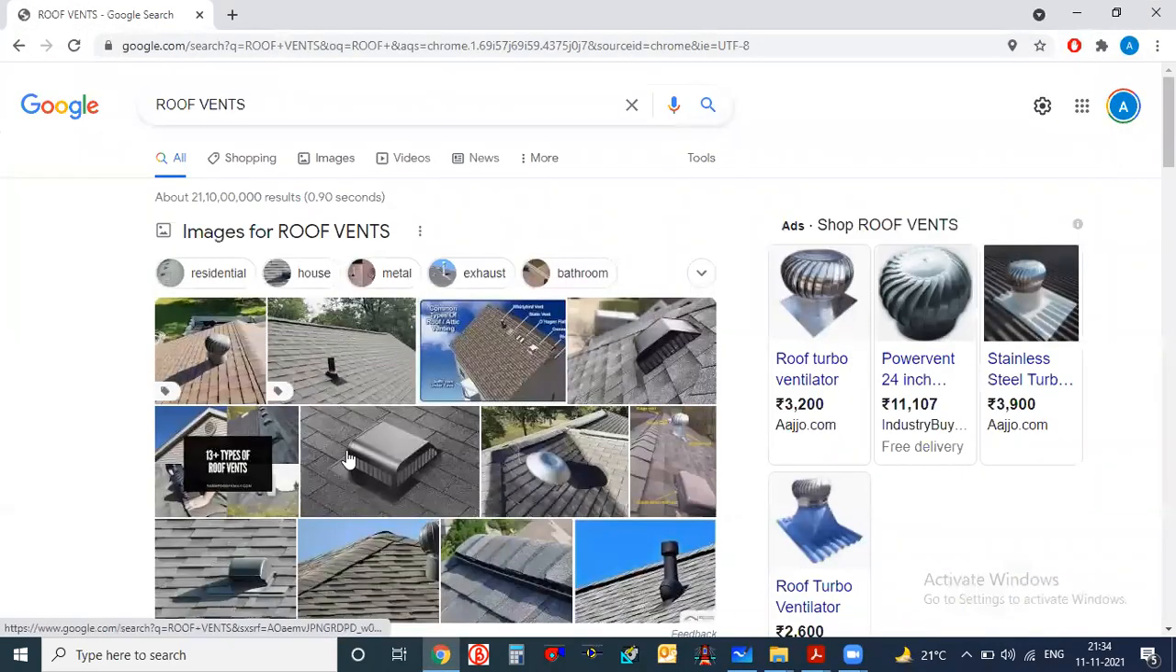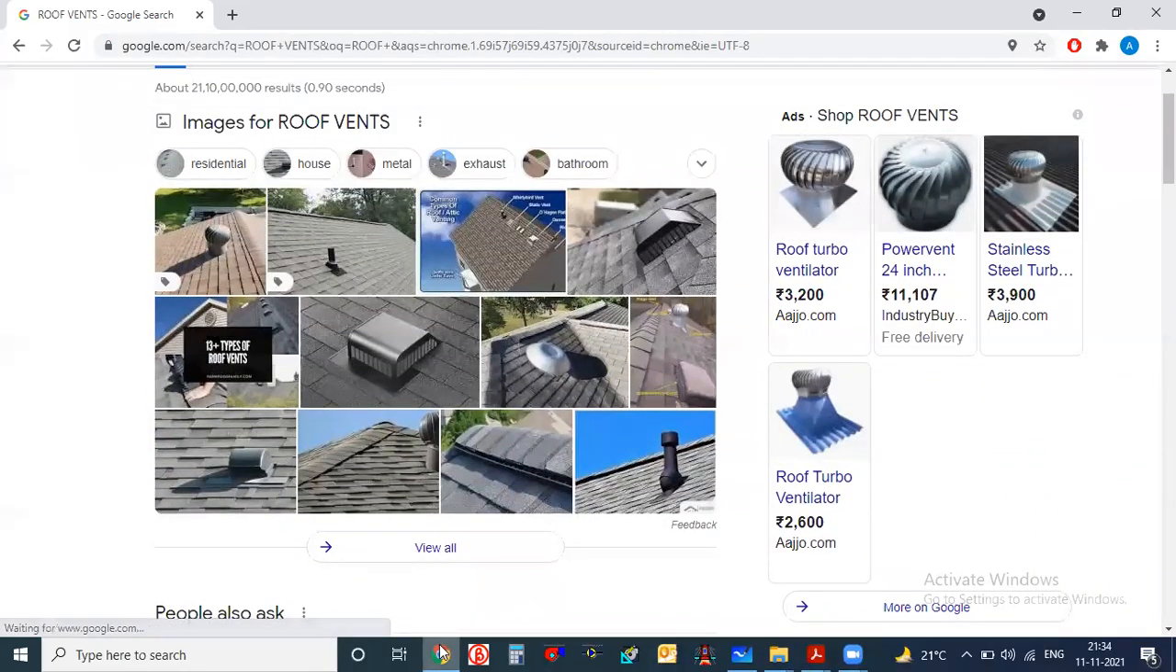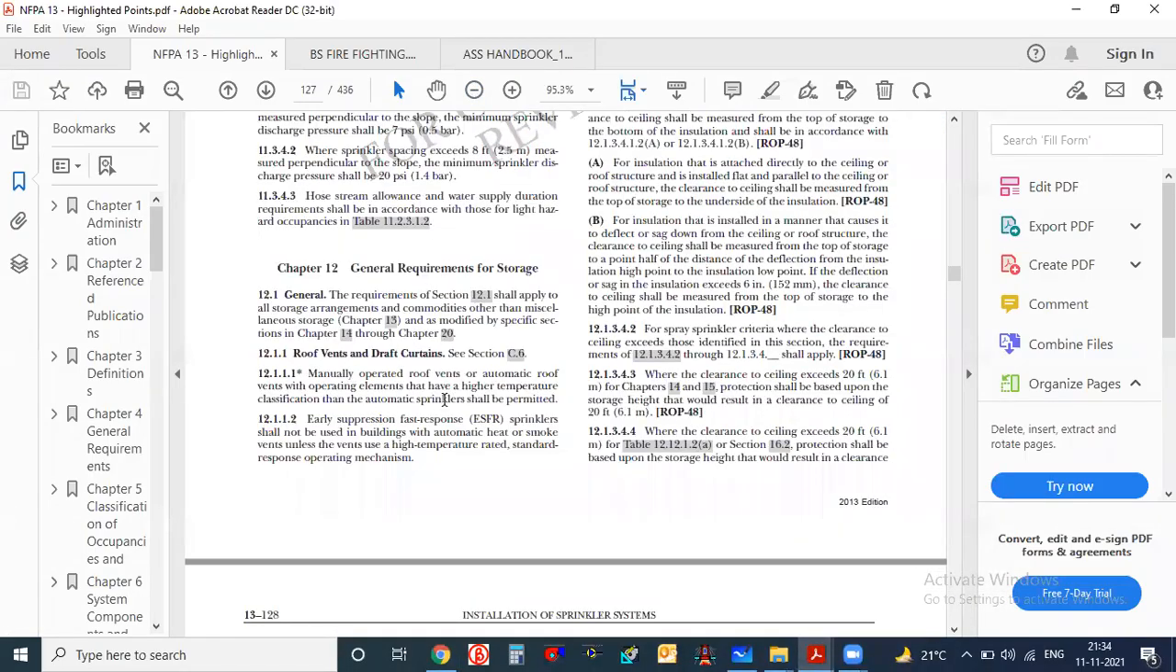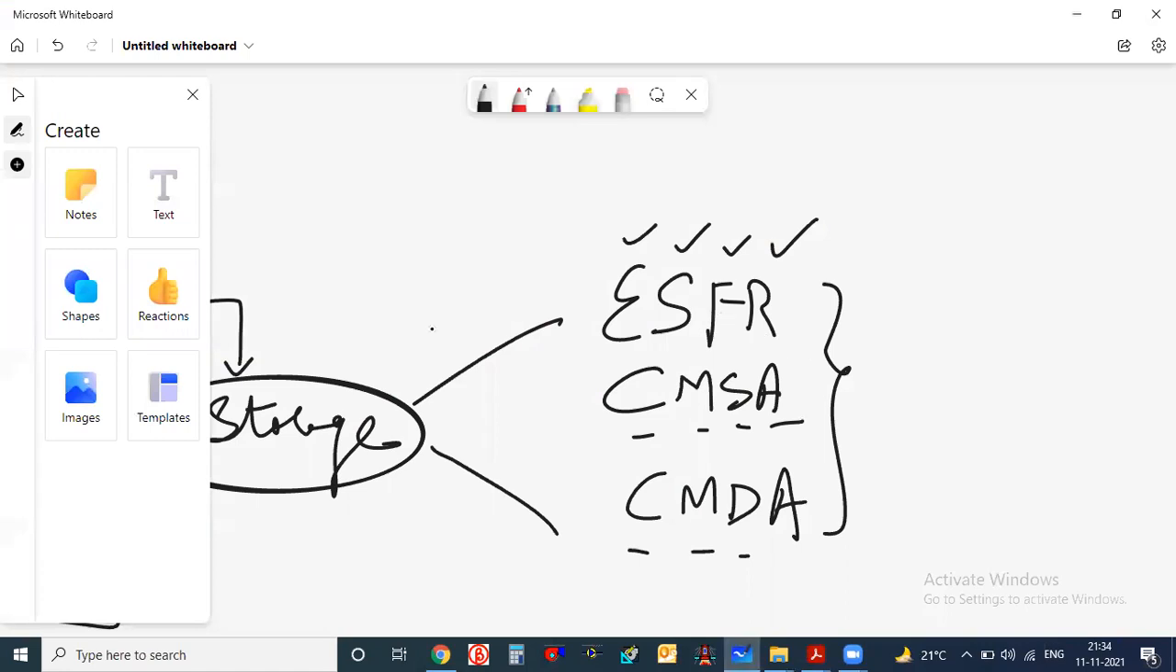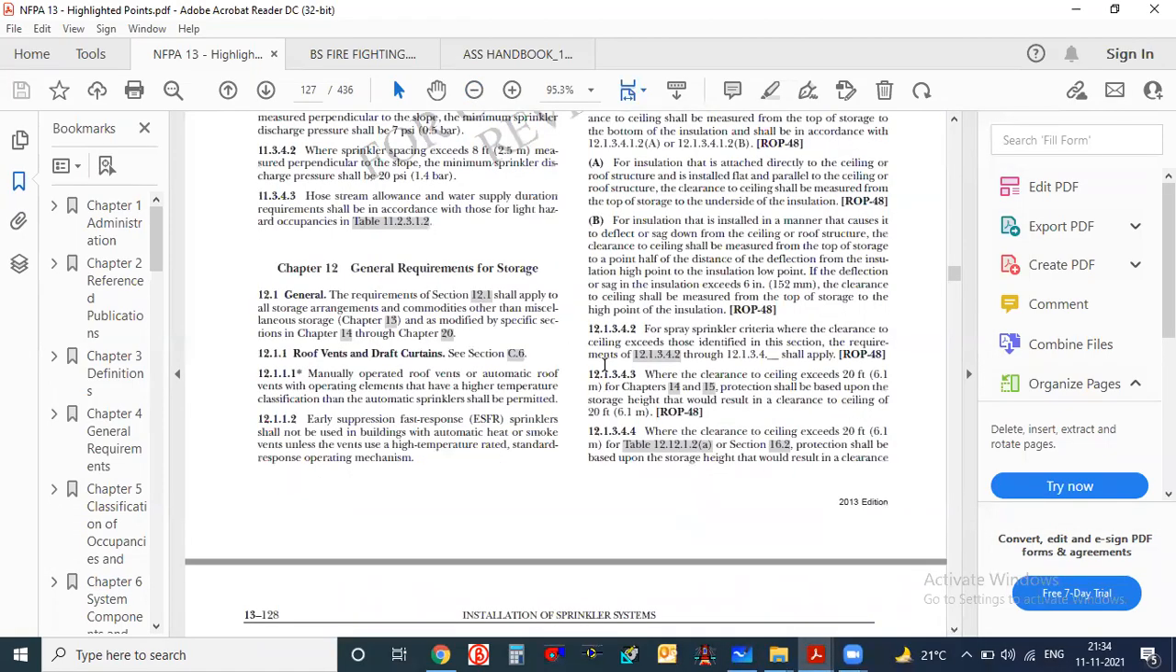They have given something about the roof vents, and they have started like this. This is the roof vents topic, and they have given this topic first in this book. They have written: manually operated roof vents or automatic vents with an operating element that has a higher temperature rating shall be permitted. ESFR shall not be used in buildings with automatic heat or smoke vents unless the vents use a high temperature element. So here it clearly says that whenever you are using any roof vents, be careful about the sprinklers. Now remember that in storage type of building, whenever they are talking about sprinkler, it might be ESFR, CMSA, or CMDA, because they will specifically mention it there.